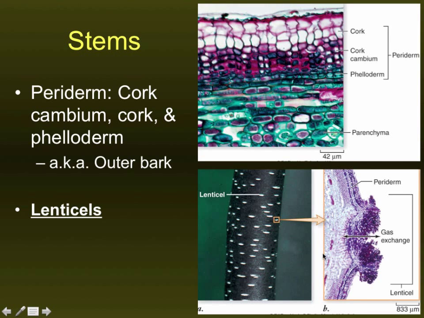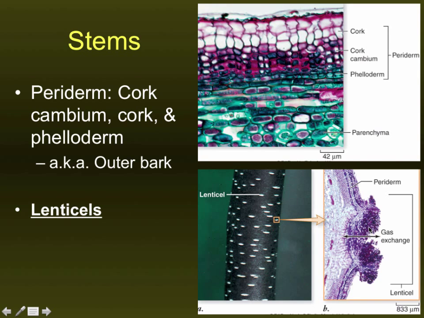Lenticels are, in this picture of the stem, these white spots. And what these are is a means of gas exchange for the stem. Because remember, the stem is non-photosynthetic, so it's not making its own oxygen, but it still needs oxygen in order to carry out cellular respiration. So oxygen can occur through these lenticels.